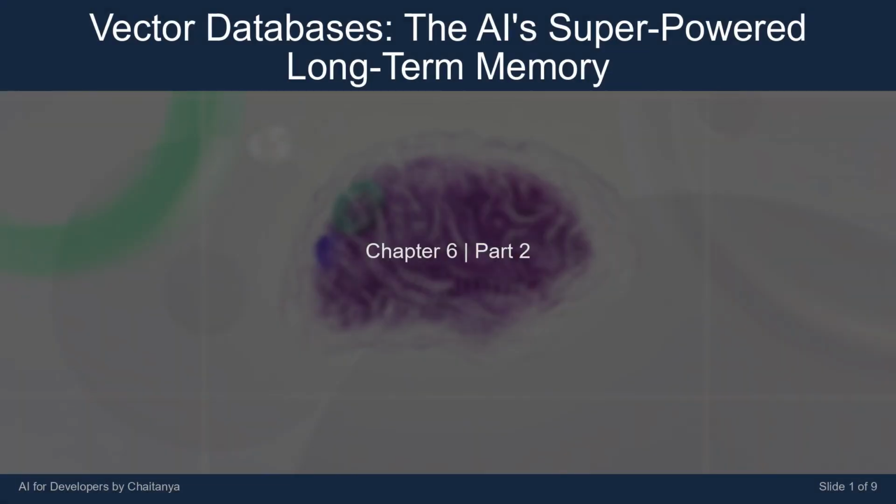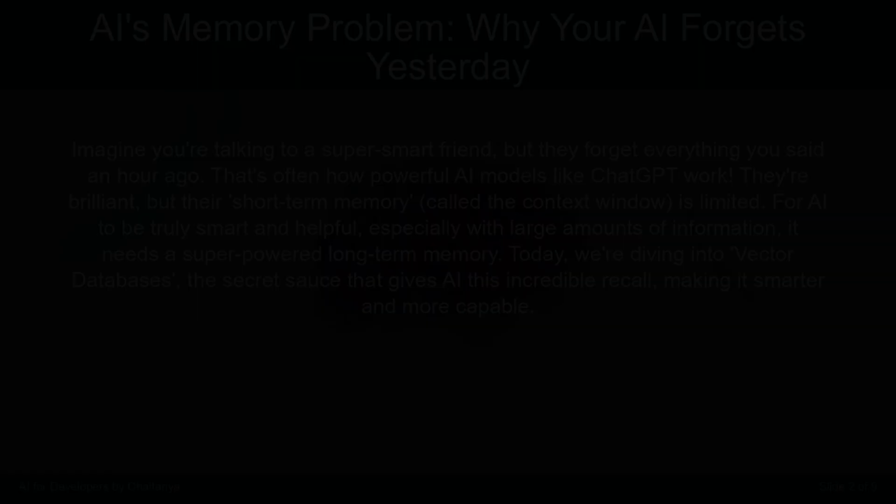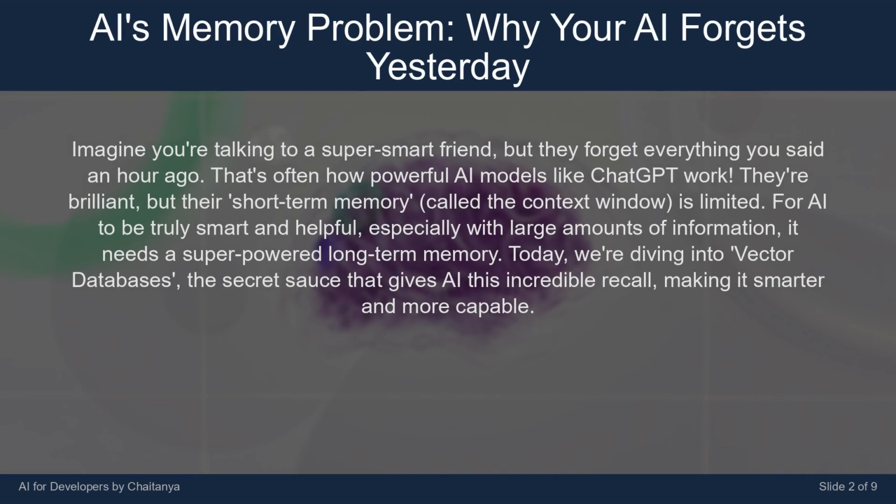I'm Chaitanya talking bot. Today's lesson is titled Vector Databases: the AI's superpowered long-term memory. Imagine you're talking to a super smart friend, but they forget everything you said an hour ago. That's often how powerful AI models like ChatGPT work. They're brilliant, but their short-term memory, called the context window, is limited.